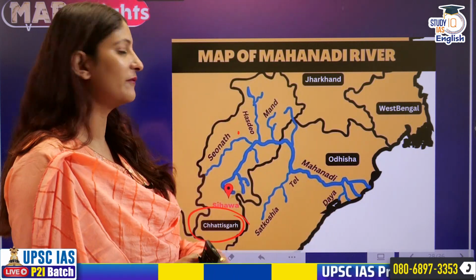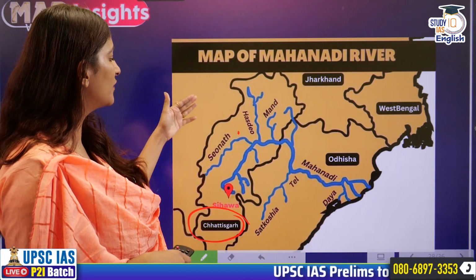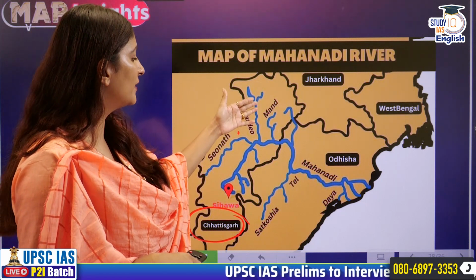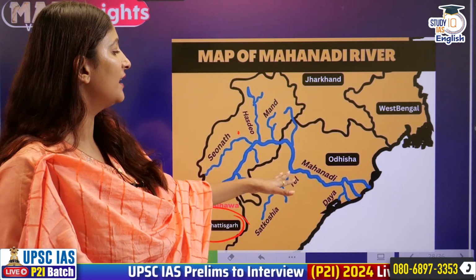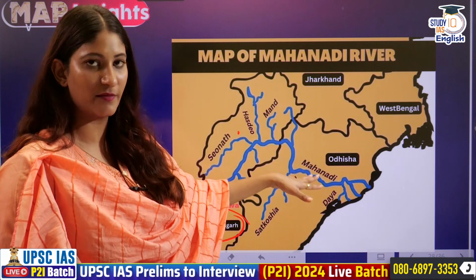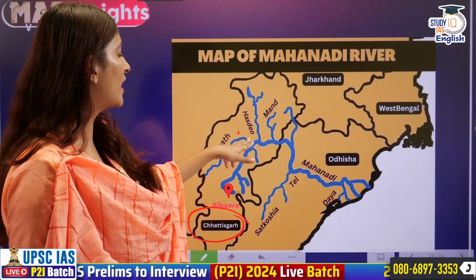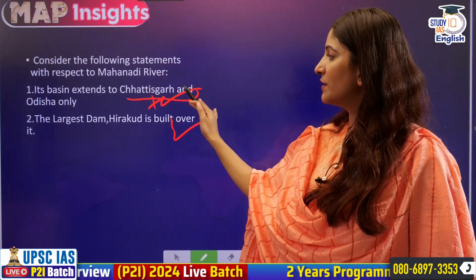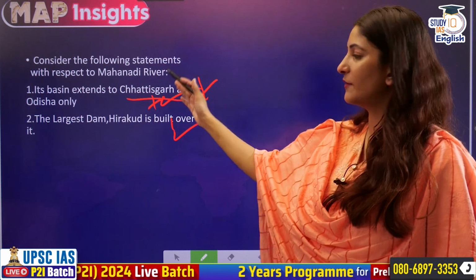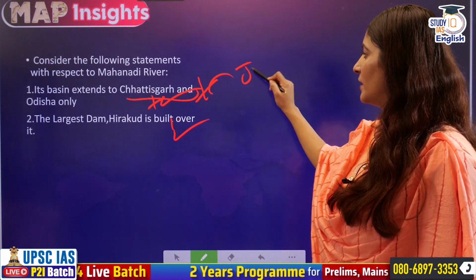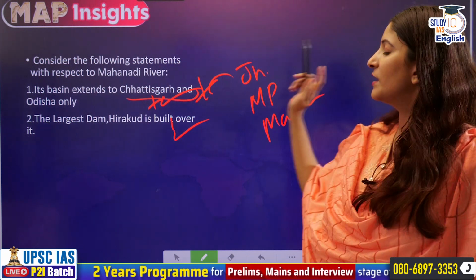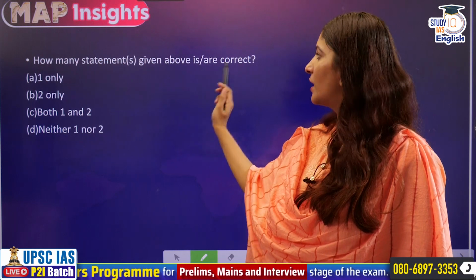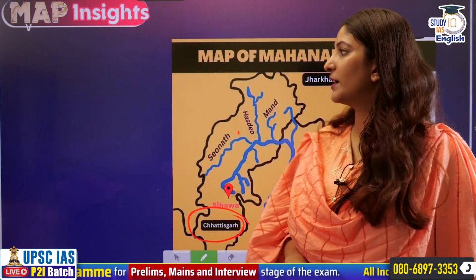The Mahanadi River also has certain very important tributaries, left and right. Left tributaries include Seonath, Hasdeo, Mand, and so on. The right tributaries include Tel, Satkosia, Daya. So these can also be asked in your examination. The first statement is not correct because, apart from Chhattisgarh and Odisha, Jharkhand, Madhya Pradesh and Maharashtra also have smaller basins. First is incorrect, second is also incorrect. Neither 1 nor 2 will be the correct answer.